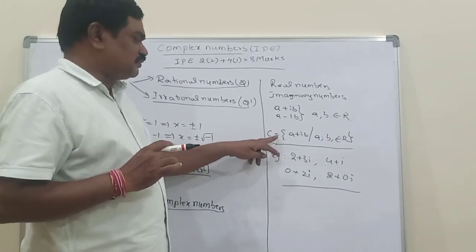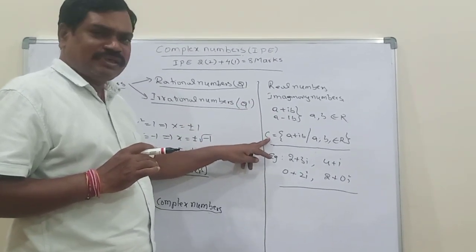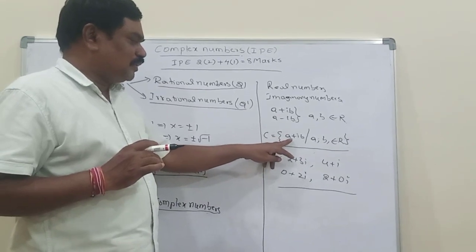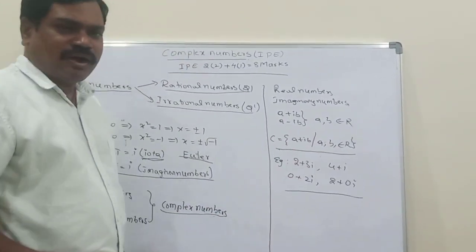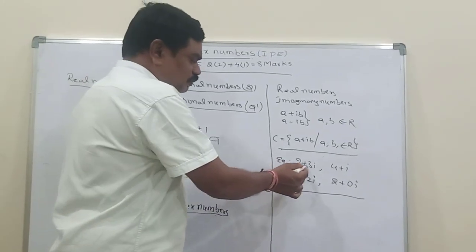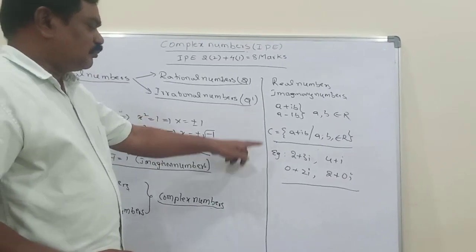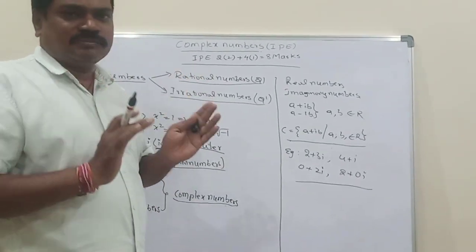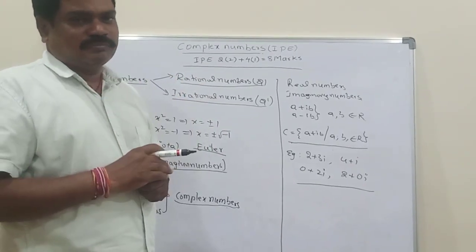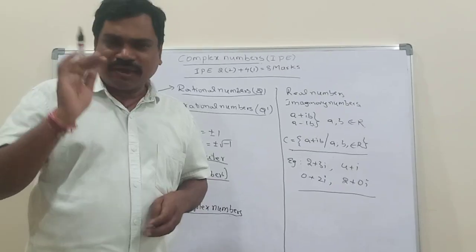So the complex number is denoted by C, and C is equal to a plus ib, where a, b belong to R. Examples: 2 plus 3i, 4 plus i, like this. These are the complex numbers. So complex numbers mean real numbers and imaginary numbers. These are the complex numbers. Okay, all of you. That's all.